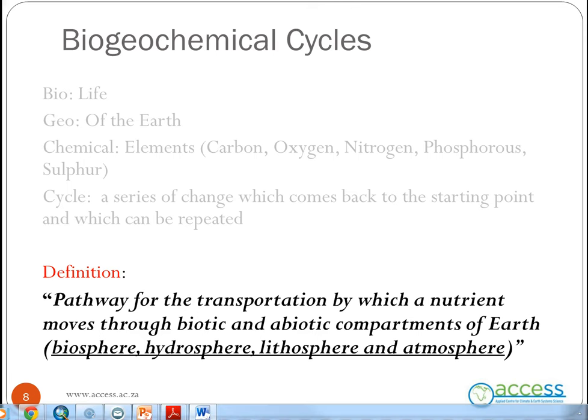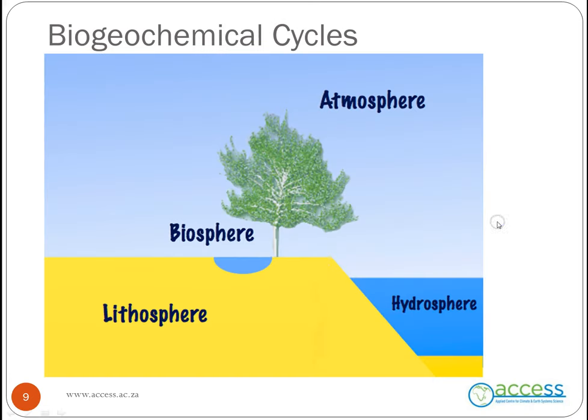The working definition we'll be using for the sake of this presentation is that biogeochemical cycles are the pathway of transportation by which a nutrient moves through biotic and abiotic components of Earth. And by components of Earth, I'm referring to the biosphere, hydrosphere, lithosphere, and the atmosphere.